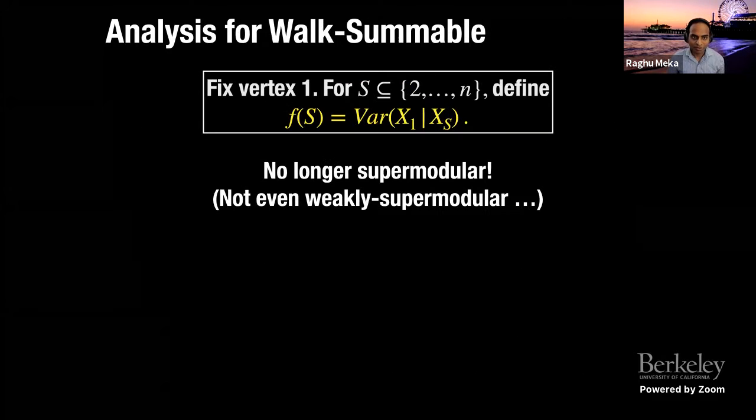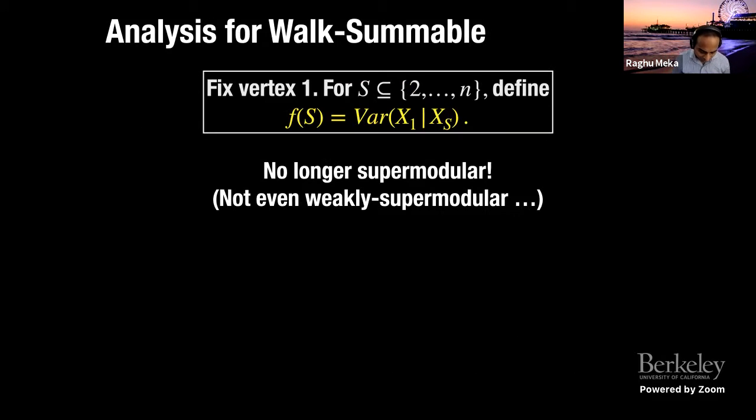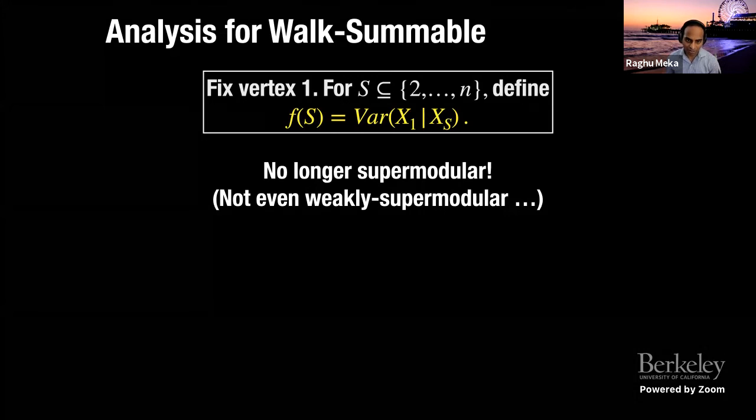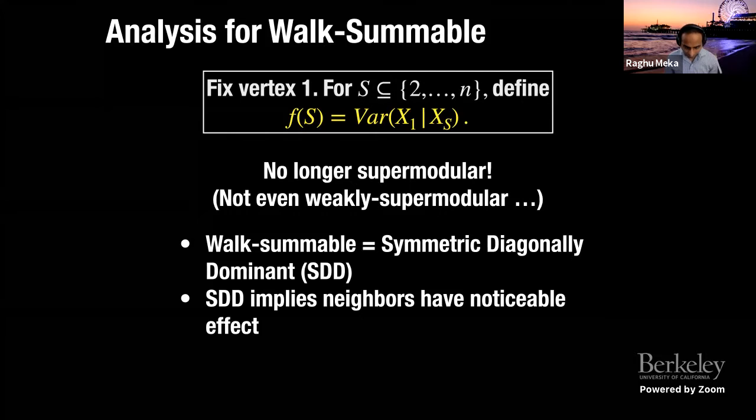Now let's go back to walk summable models. And here the conditional variance function, which is again the same function that we see used in our greedy algorithm, is no longer supermodular. And it is not even weakly supermodular under various notions of weakness, which were studied and were known to suffice for greedy optimization, but it doesn't satisfy any of those guarantees. So why does greedy work even though the function is not supermodular here?